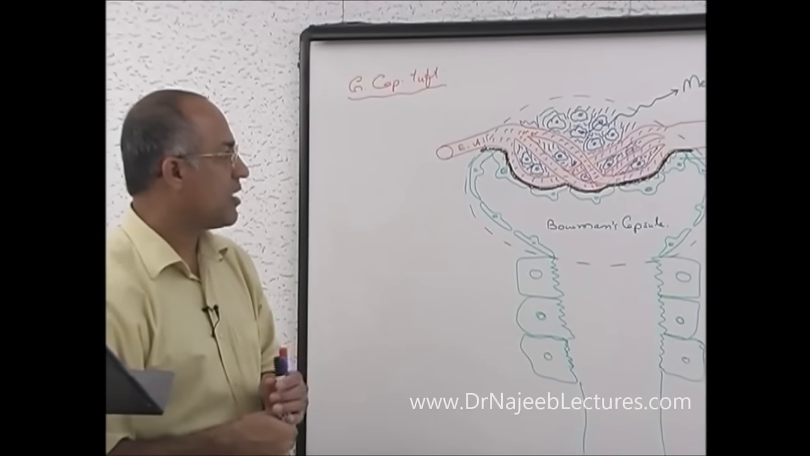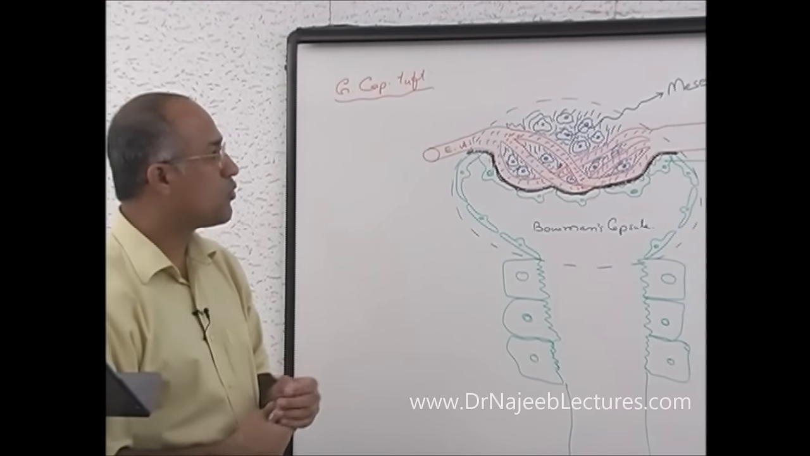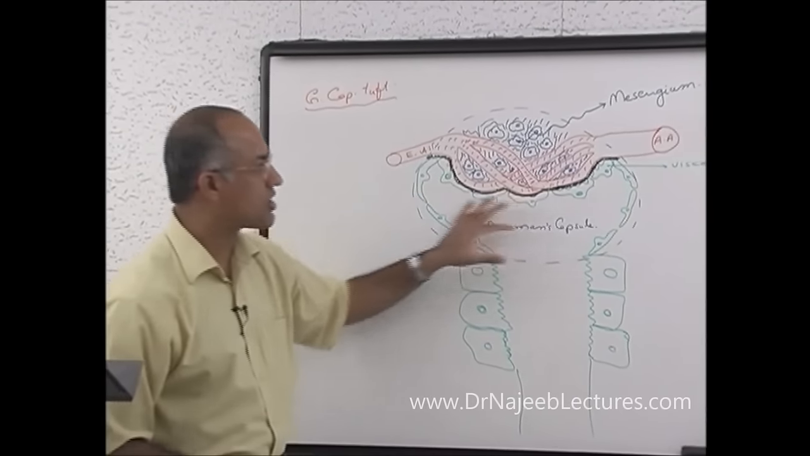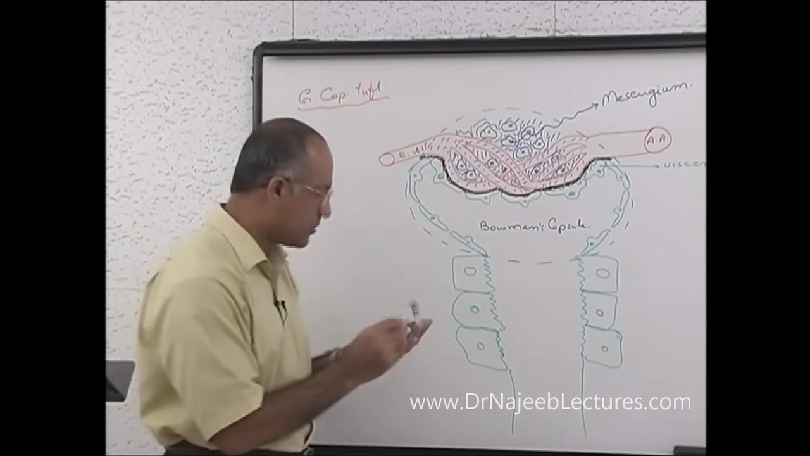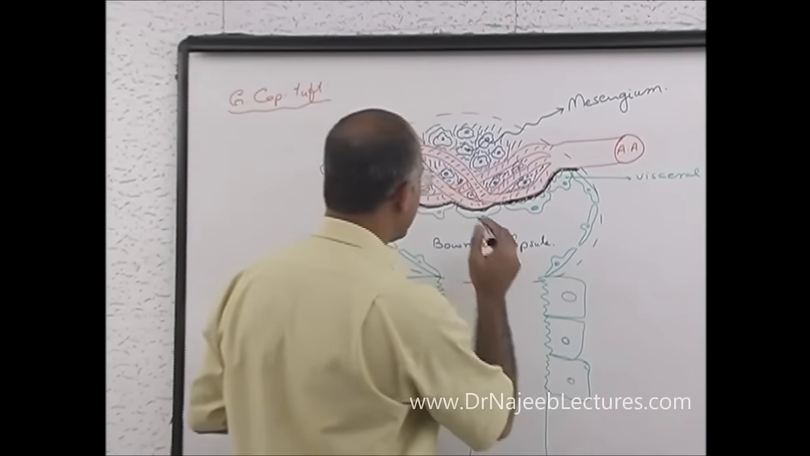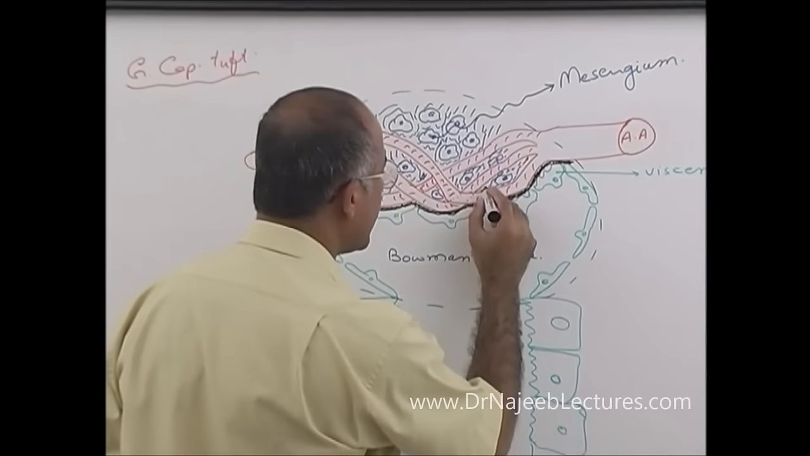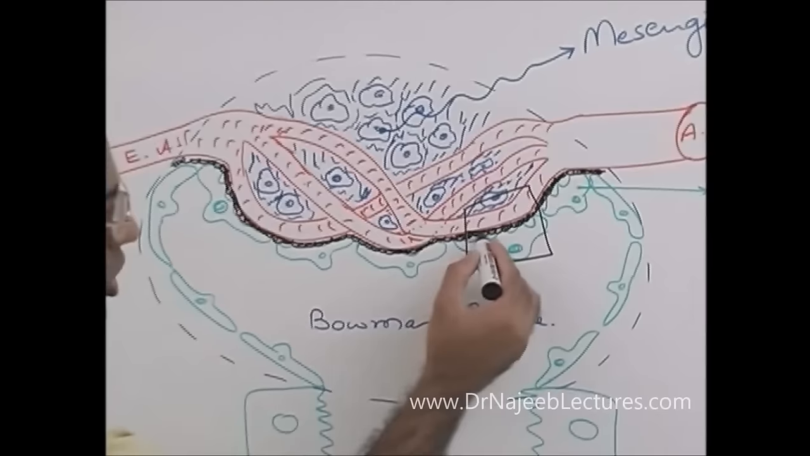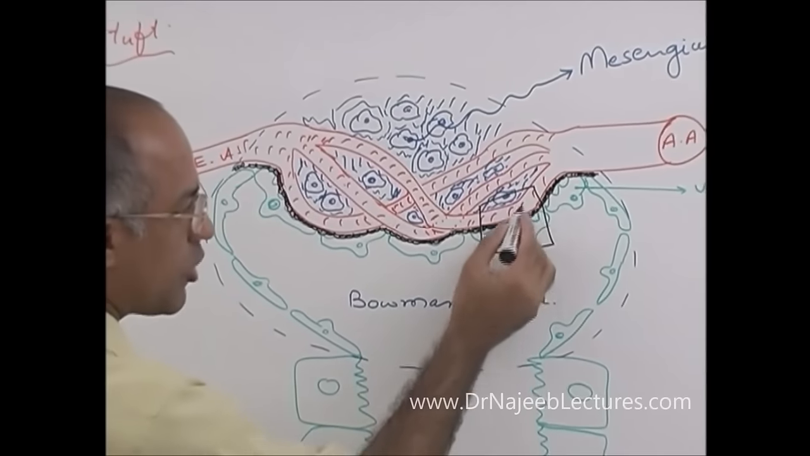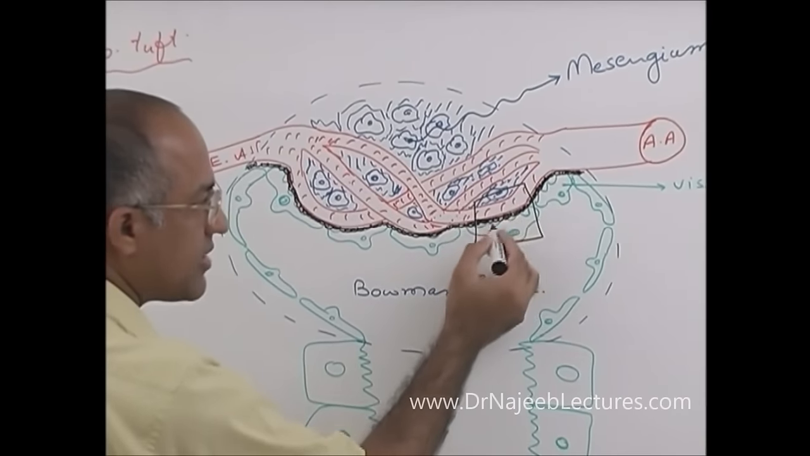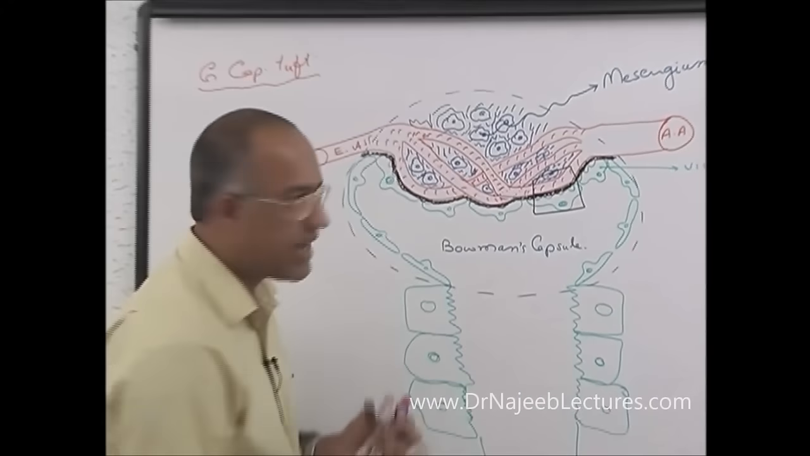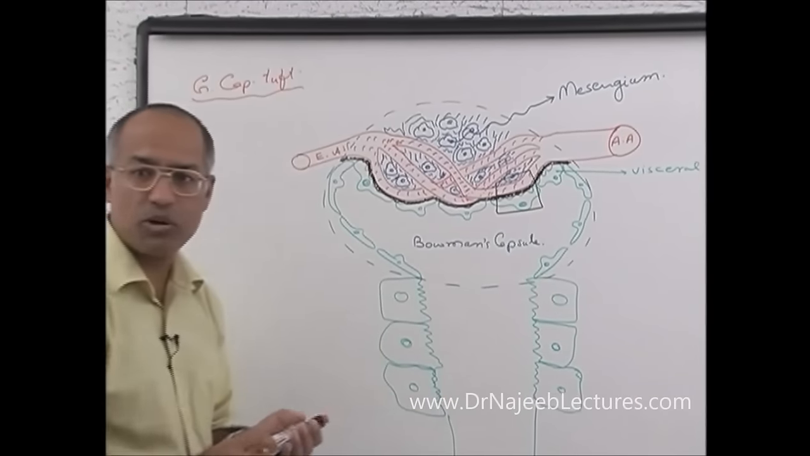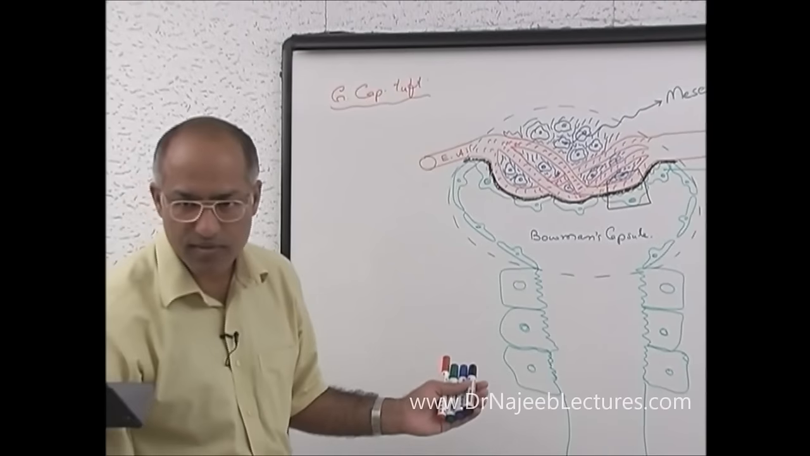Now, in the next diagram, to further explain the whole structure into detail, let's suppose I will take this much area and enlarge it. I will just draw a next diagram, basement membrane, on one side capillary and mesangium, other side epithelial cells. I will magnify this area and then we will discuss this structure into detail.